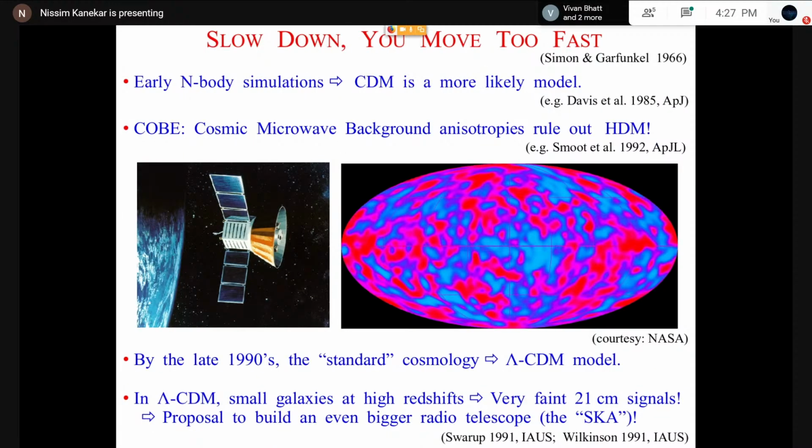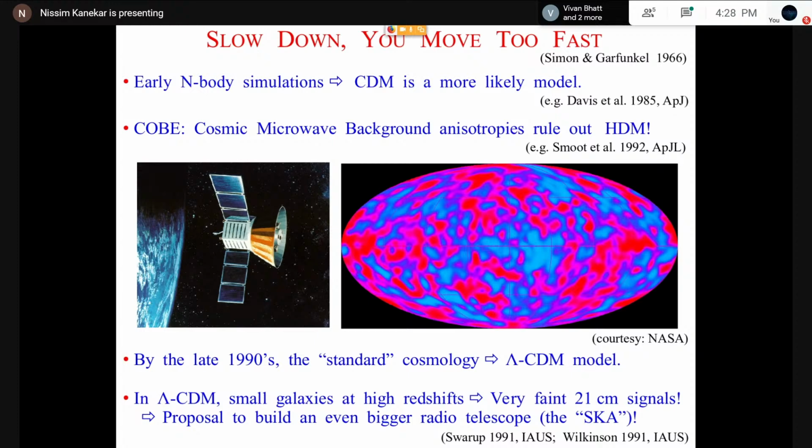So why did hot dark matter die? Hot dark matter died first in the mid-80s from the early N-body simulations of gravitational clustering by Mark Davis, Carlos Frenk, George Efstathiou, and Simon White, which showed that cold dark matter produced structures which looked more like the actual universe than hot dark matter. And so the early N-body simulations by the mid-80s already indicated that cold dark matter is more likely to be the right model. There were still debates happening.